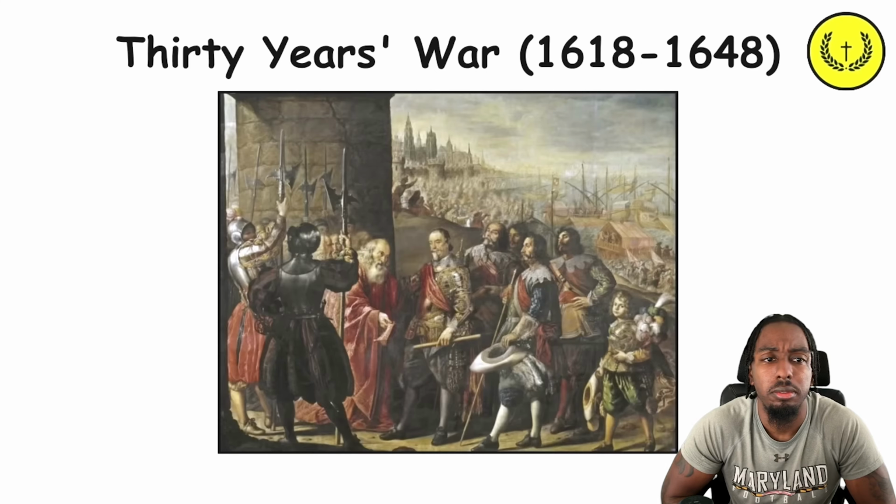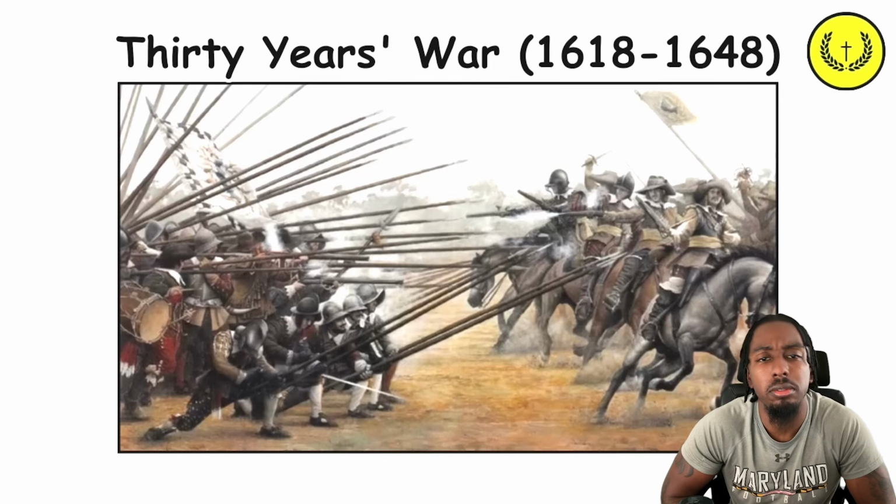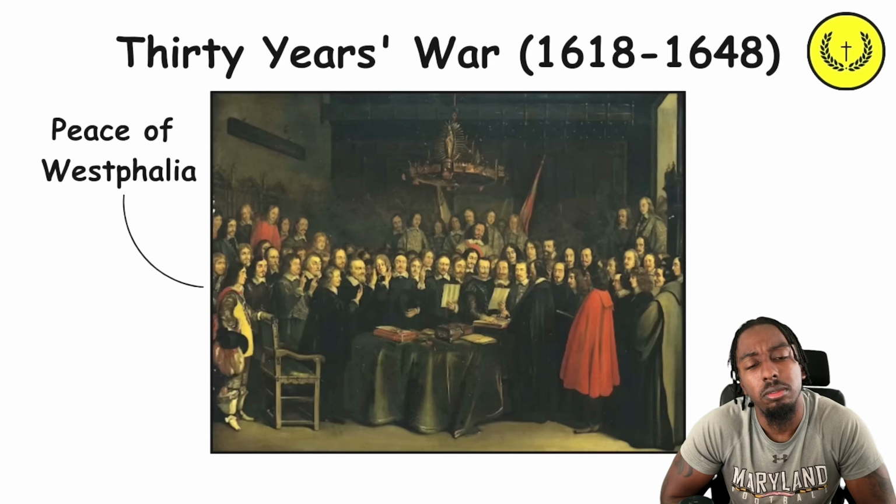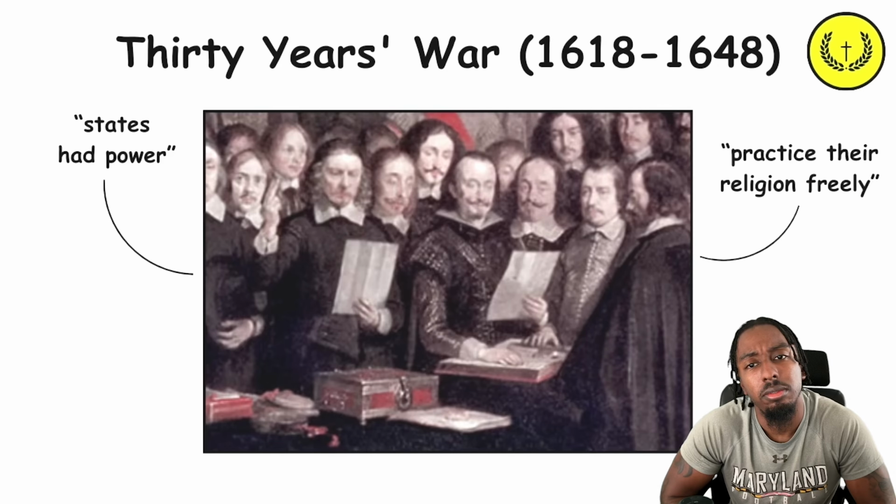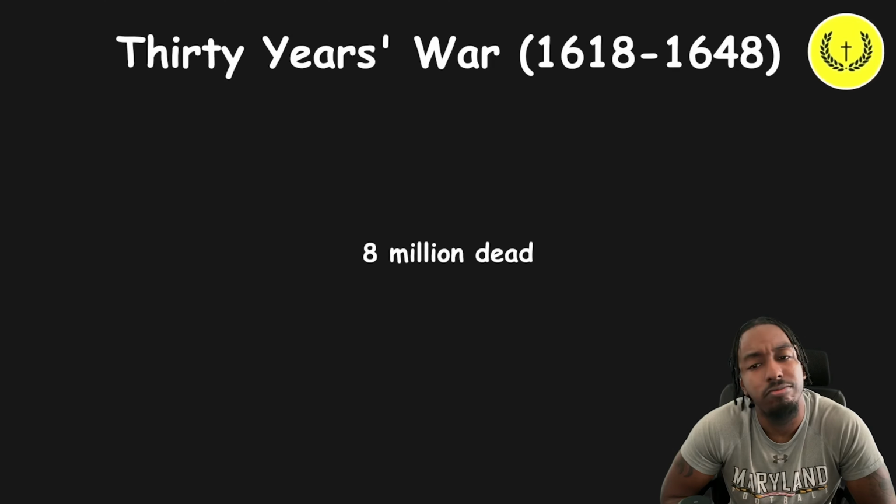It began as a religious war between Protestants and Catholics, but evolved into a struggle for power and territory among European states. It ended with the Peace of Westphalia, which established the principle of state sovereignty and religious tolerance in Europe. Over 8 million people were killed.